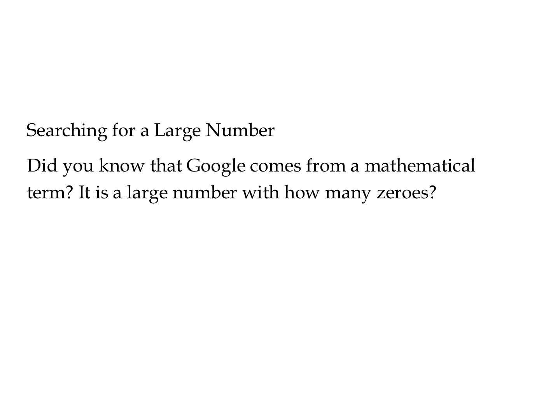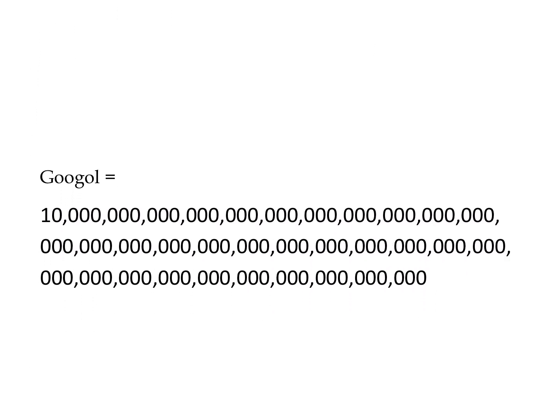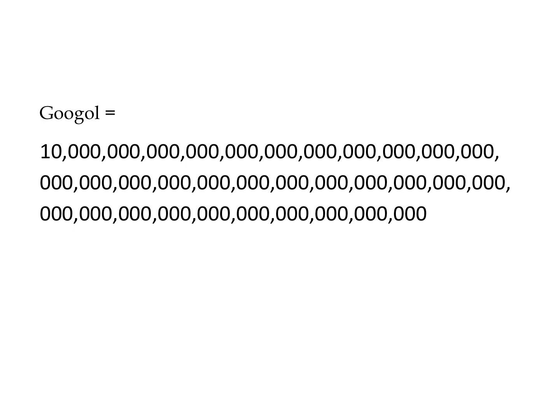All right, before we do some more simplifying radicals, Google, the company Google, the name came from a mathematical term. It's a large number with how many zeros? Like a million is 1 followed by 6 zeros. A billion, 1 followed by 9 zeros. Do you know how many zeros there are in one Google? It's spelled a little differently mathematically: Googol. So a googol is 1 followed by 100 zeros.